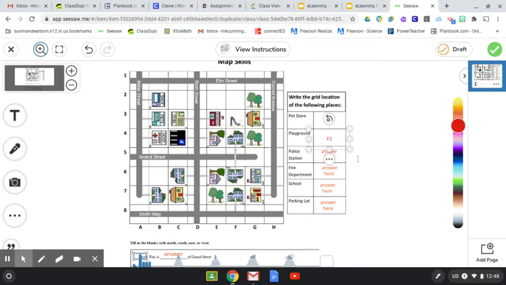Okay. And now we have the police station. So let's see. This looks like the police station here, and that's in row 4 in column C. So we're going to say C4.